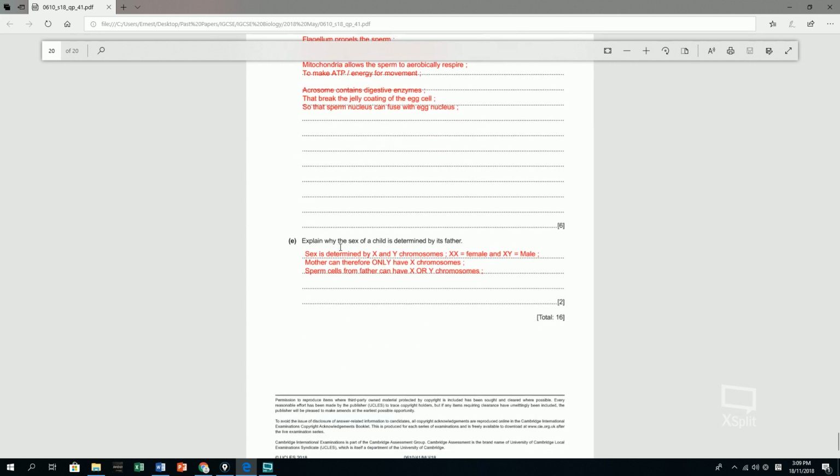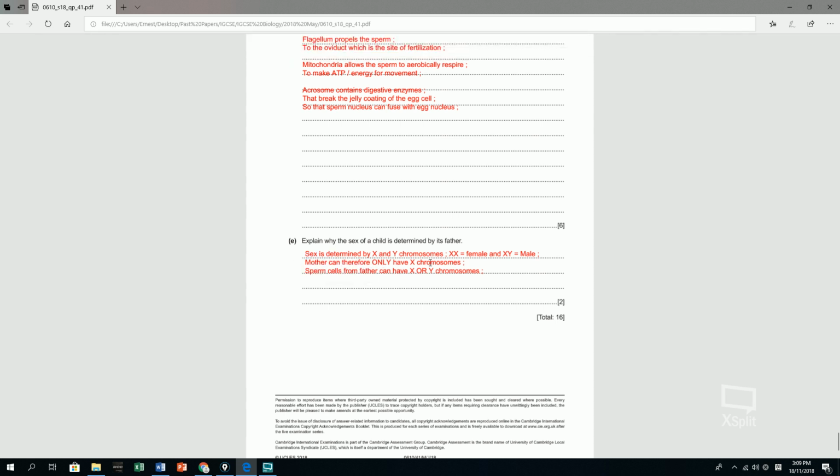So, lastly, explain why the sex of a child is determined by the father. Well, that's because sex is determined by whether the child has an XY or an XX. XX is a female, XY is a male. Which means that because the mother is a female, she can only give X chromosomes, whereas sperm cells can either have X or Y because the male has both X and Y chromosomes. So depending on whether the sperm has an X or a Y chromosome, that will dictate whether the child is a male or a female.